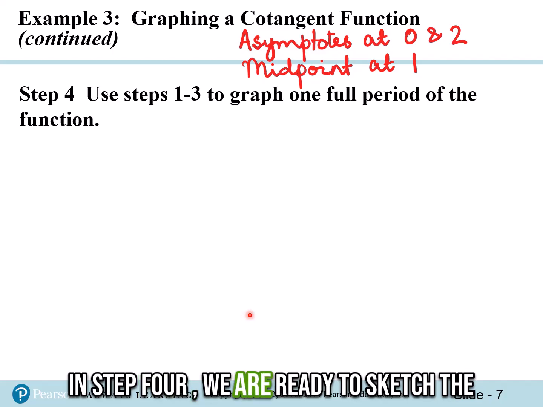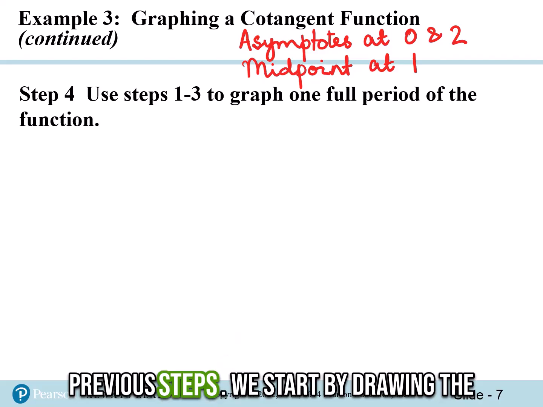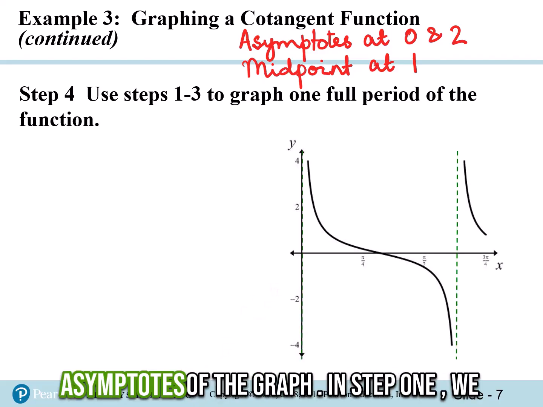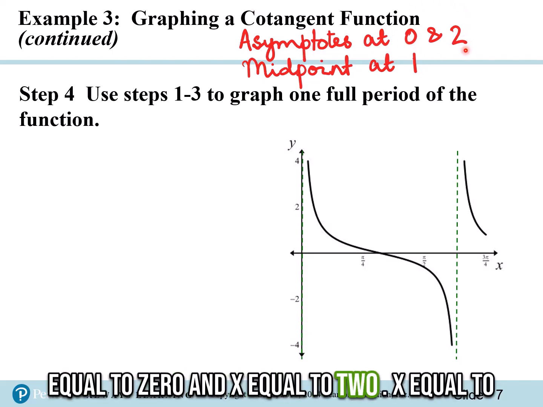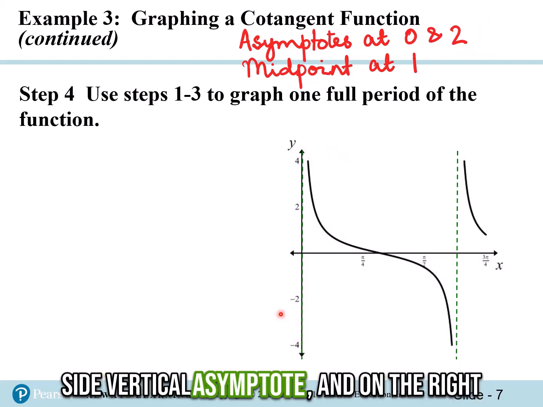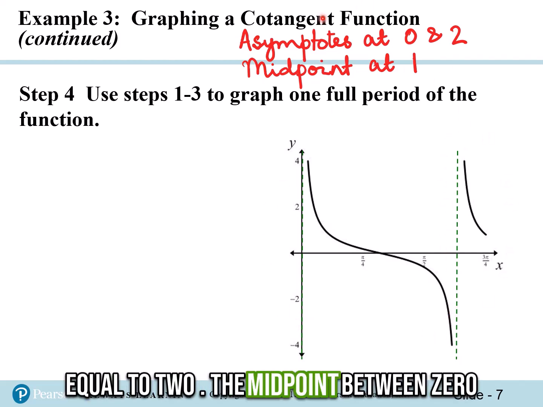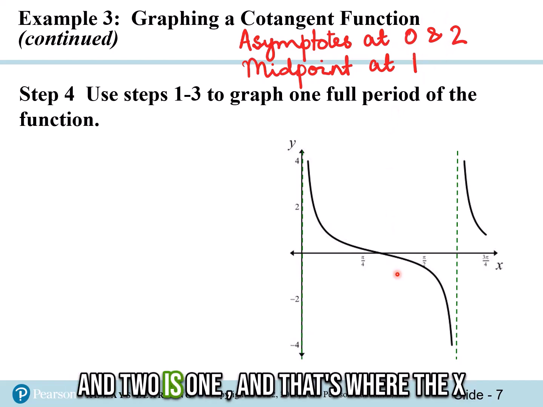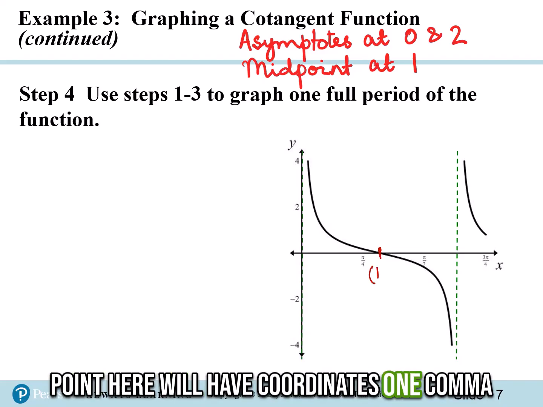In step 4, we are ready to sketch the graph using the information we found in the previous steps. We start by drawing the asymptotes of the graph. In step 1, we found that the asymptotes would be at x equal to 0 and x equal to 2. X equal to 0 is the y-axis, and that's the left-hand side vertical asymptote, and on the right-hand side the asymptote would be at x equal to 2. The midpoint between 0 and 2 is 1, and that's where the x-intercept of the graph would be. So this point here will have coordinates 1, 0.